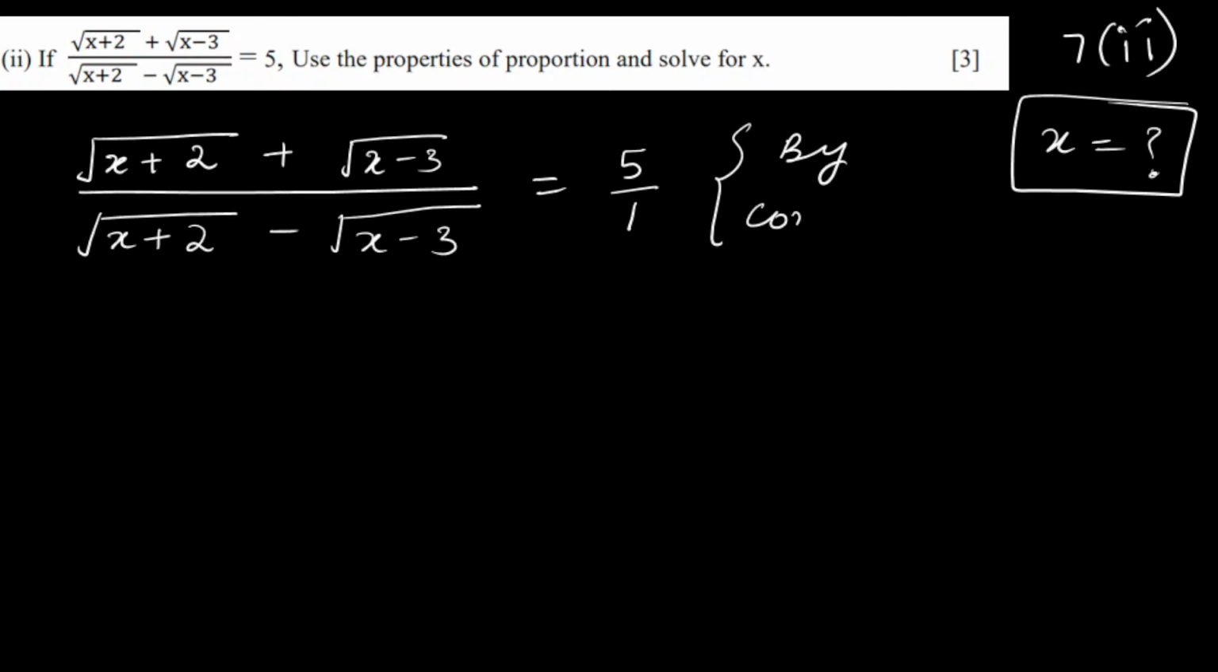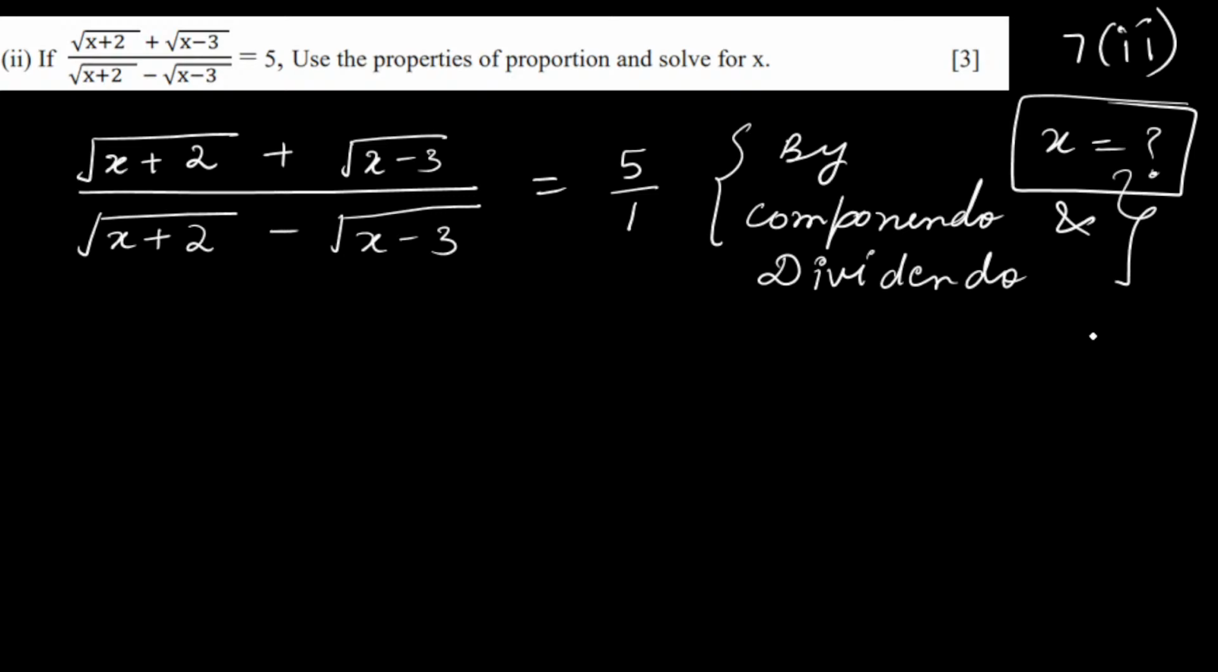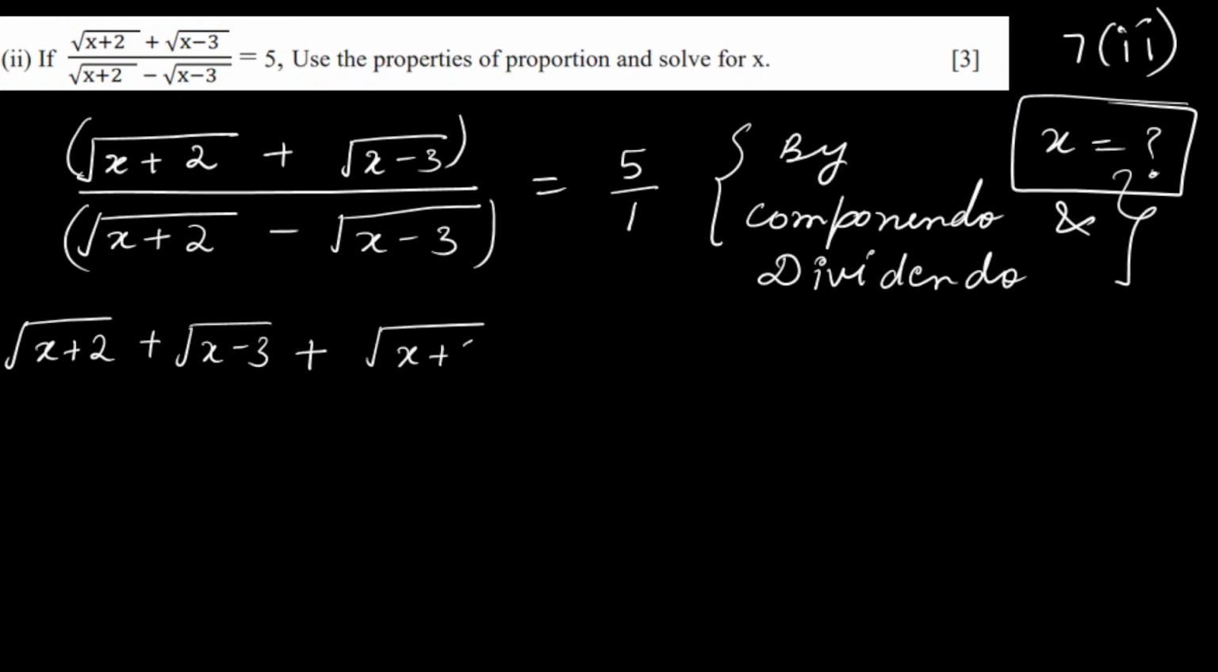So by componendo and dividendo, full you have to write. Don't write C and D. You have to write it down this way only. Properly if you write, you will get full marks in that particular question. So componendo and dividendo is numerator plus denominator. Here both the sides you have to apply. Numerator is square root of x plus 2 plus square root of x minus 3. So this is numerator plus denominator. Denominator is square root of x plus 2 minus square root of x minus 3.